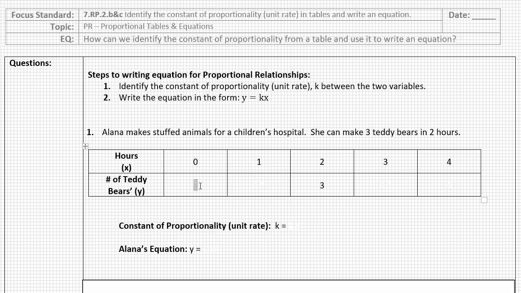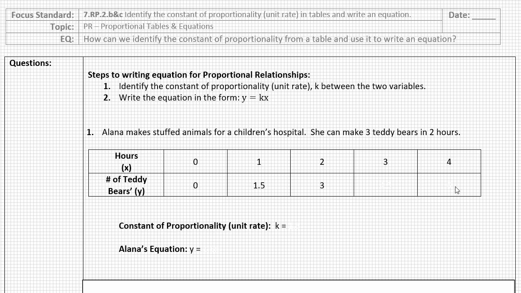Well, it would make sense that with 0 hours she could make 0 teddy bears, right? So if she makes 0 teddy bears in 0 hours, and she makes 3 teddy bears in 2 hours, what does she make in between them? How many teddy bears does she have done in 1 hour? Well, 3 teddy bears divided by 2 hours would be 1.5. So it makes sense to keep this a constant rate, right? That constant of proportionality, to keep that a unit rate, that in half that time she'd make 1.5. So every hour she makes 1.5 teddy bears.